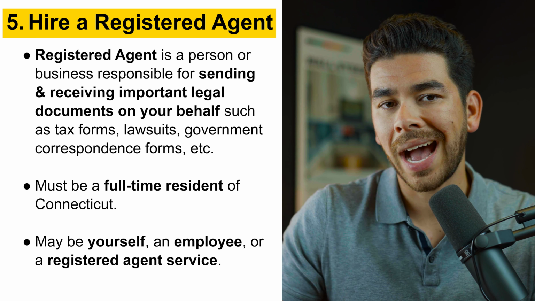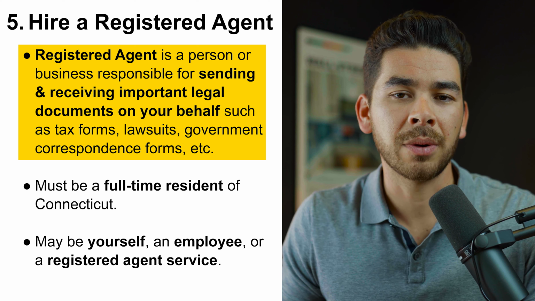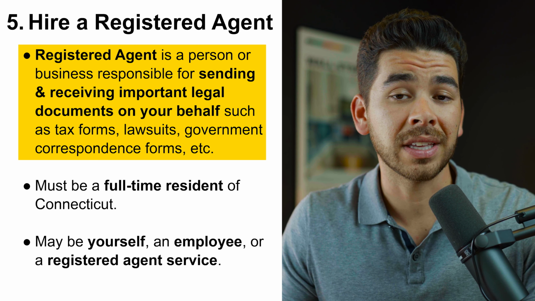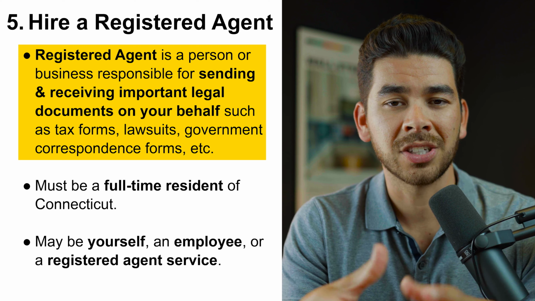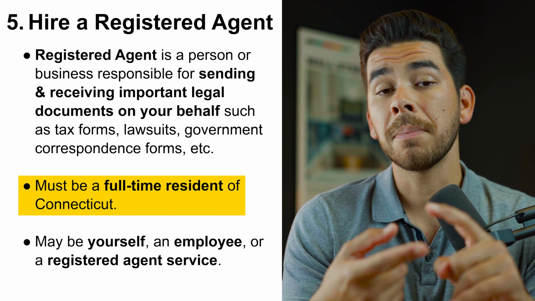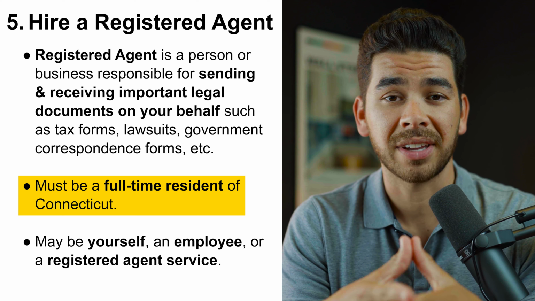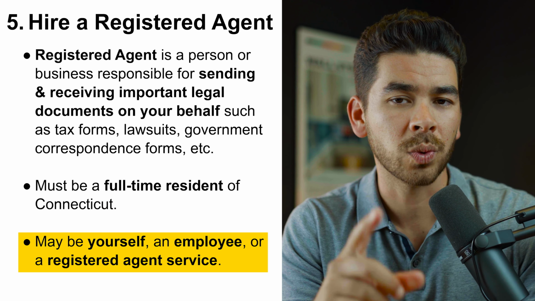Step number 5 is to hire a registered agent service. A registered agent is a person or company responsible for sending and receiving legal documentation on behalf of your company. Now, this includes important documentation such as tax forms, lawsuits, and other government correspondence. This person must be a full-time resident in the state of Connecticut. So this can be you, an employee, or you can hire a registered agent service, which is really what we recommend.